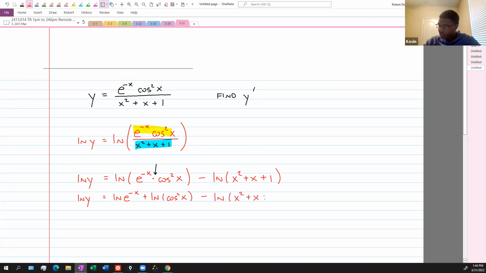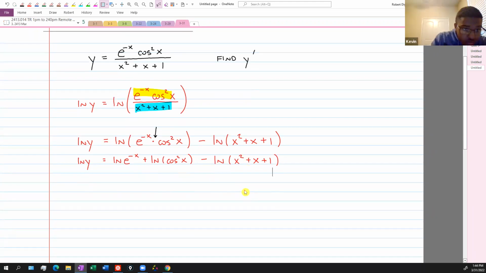But really, when I'm looking at this, I'm not intimidated by this, because if I treat the x squared plus x plus 1 as my box, 1 over the box is easy. The derivative of the box is also pretty easy, 2x plus 1. So this is not going to be a problem when I take its derivative. All right, what next?